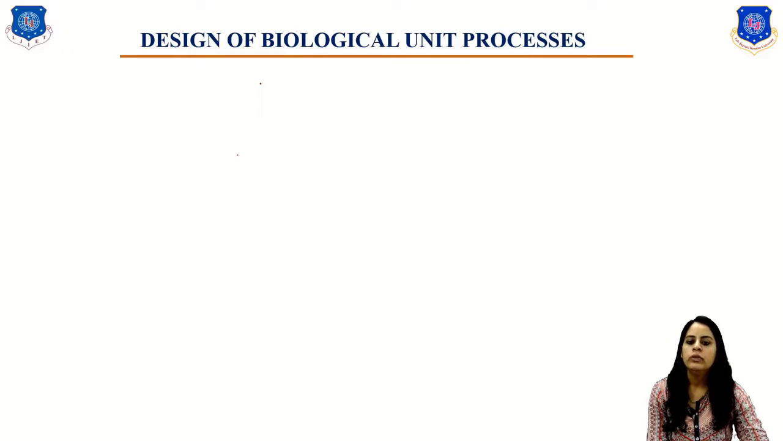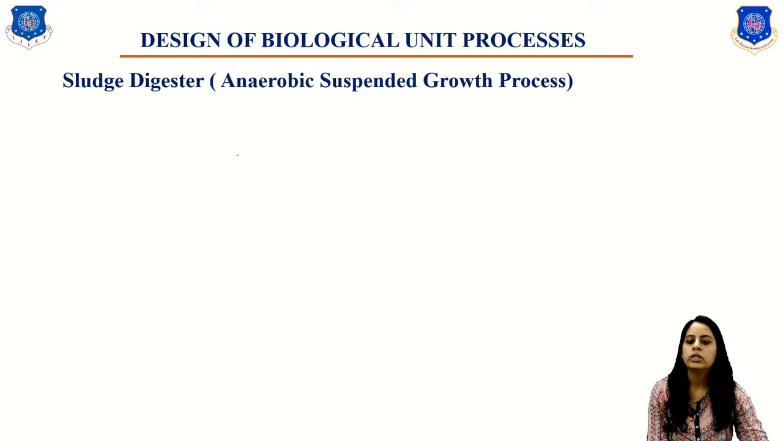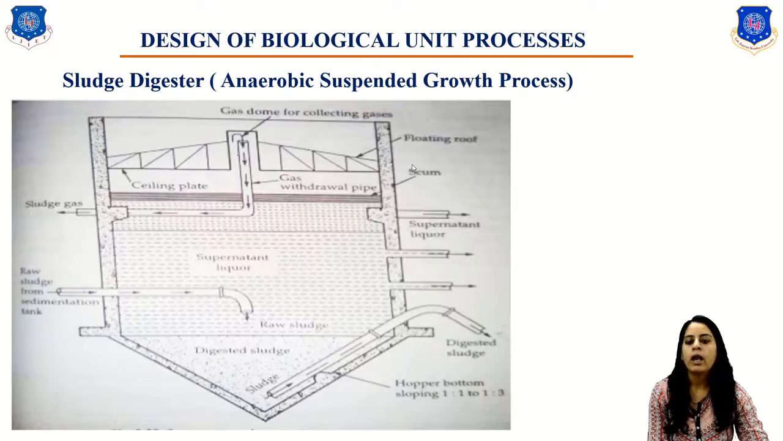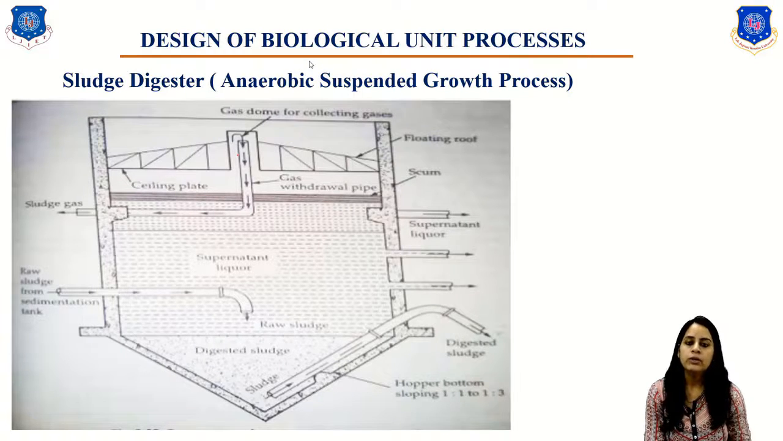In today's lecture, we discuss the design of the biological unit process for the sludge digester. It is an anaerobic suspended growth process, right? Here on screen you can see the picture of the sludge digester. In the wastewater treatment plant, the primary and secondary processes are provided. From the bottom hopper of the primary and the secondary tank, the sludge is transported to the sludge digester.